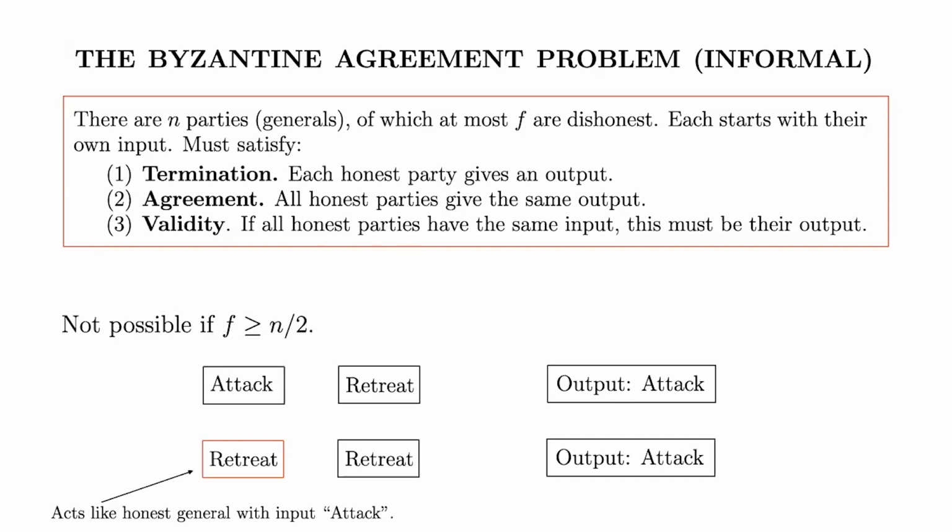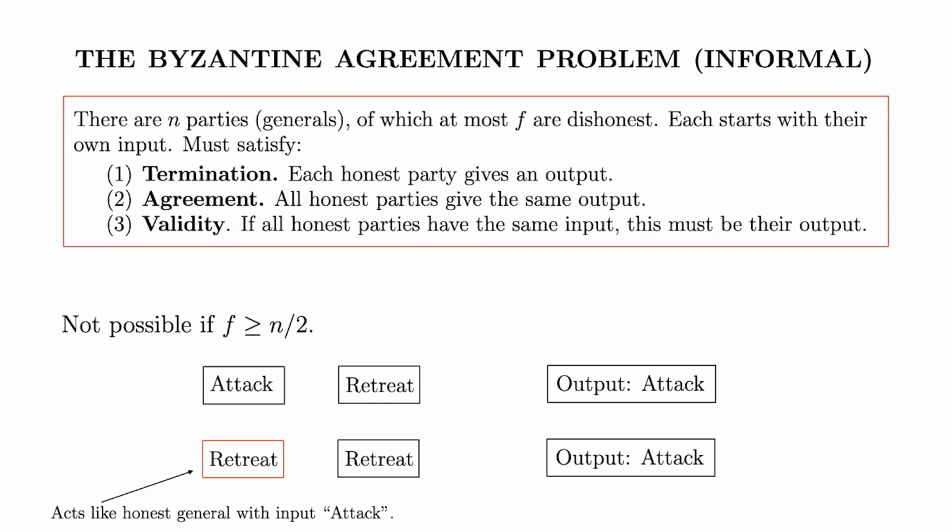Okay, in that case, fine. So now let's consider another situation. Again, we've got two generals. Let's suppose they're both given input retreat. But let's suppose that this guy is actually dishonest, and what he decides to do is to pretend that his input was attack, and then after that, just act like an honest general would.